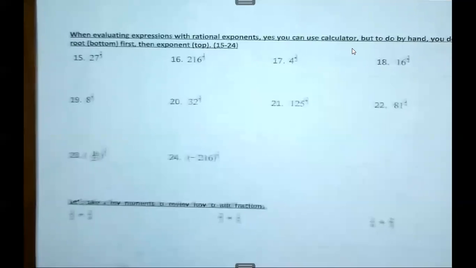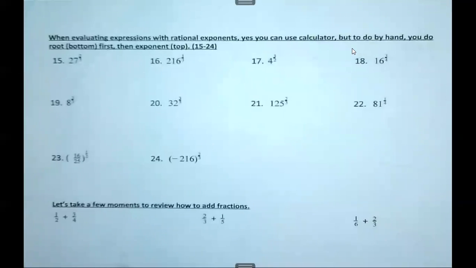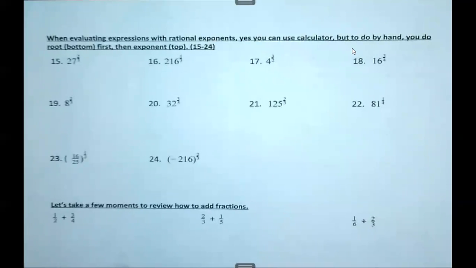Okay, so now that we know what these mean, right? We know that the top number is an exponent and the bottom number is a root. We want to be able to simplify these. Now, if you were going to be using a calculator, you could just type these in with an exponent as a fraction and it would solve. However, if you are solving by hand, you have to do the bottom, which would be your root first, and then the exponent, which is your top.